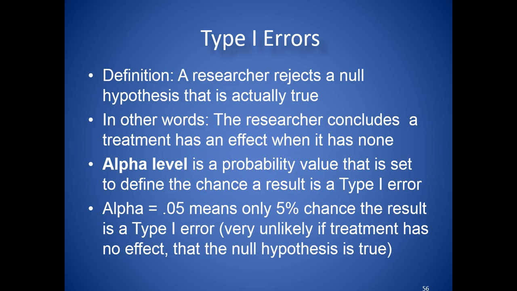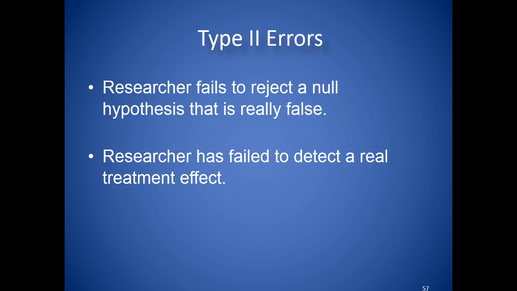So those are called type 1 errors. When we say the alpha level is 0.05, what we mean is that there's only a 5% chance that the result is a type 1 error, which means very unlikely, if treatment has no effect, that the null hypothesis is true. So this is the only error that we are willing to take, the 5% chance. But we need to watch out for type 1 errors, and type 1 errors are typically associated with the violation of the integrity of the intervention.